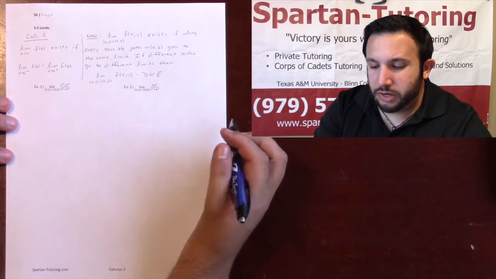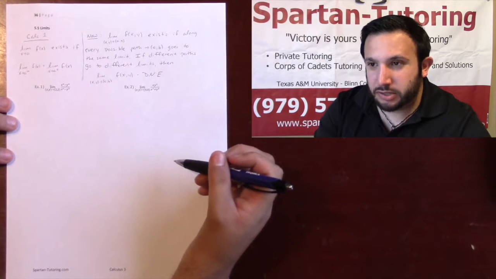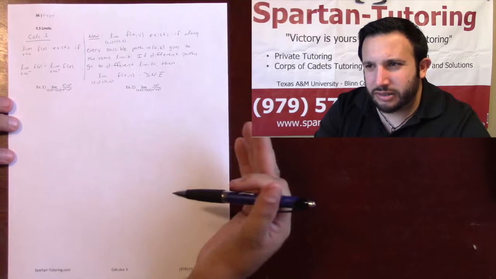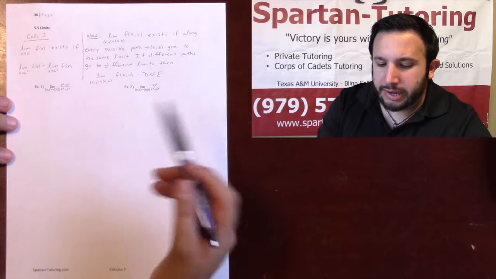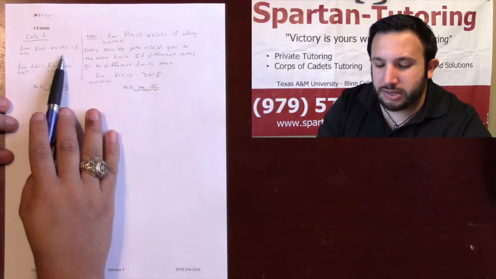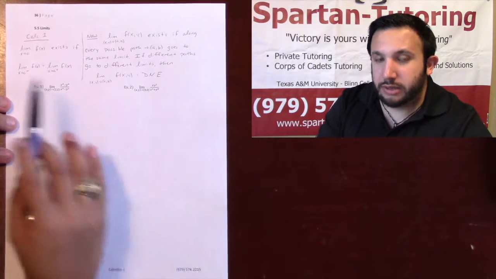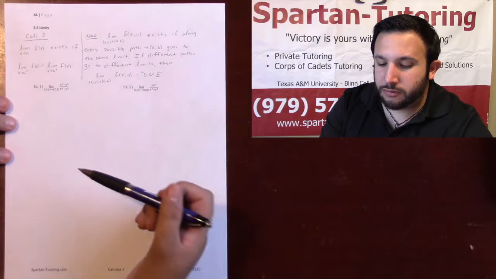Howdy. In this video, we're going to talk about limits. Especially now that we're in Calc 3, it's going to be slightly different, but kind of the same thought process as back in Calc 1. As a reminder, back in Calc 1, the limit as x approaches a of a function existed if and only if the limit as x approaches a from the left equals the limit as x approaches a from the right.